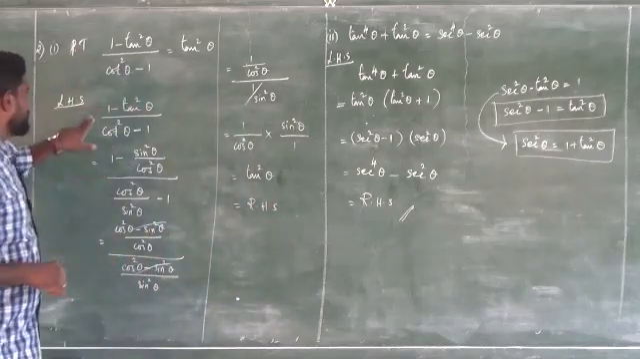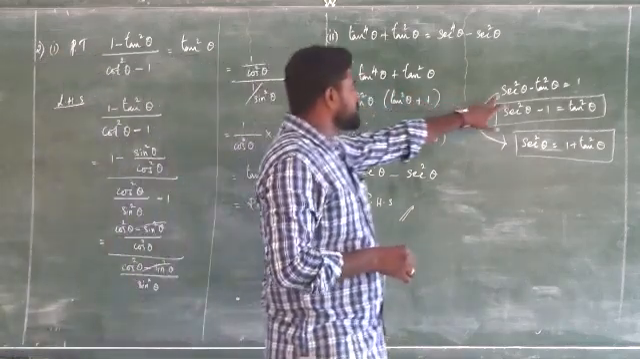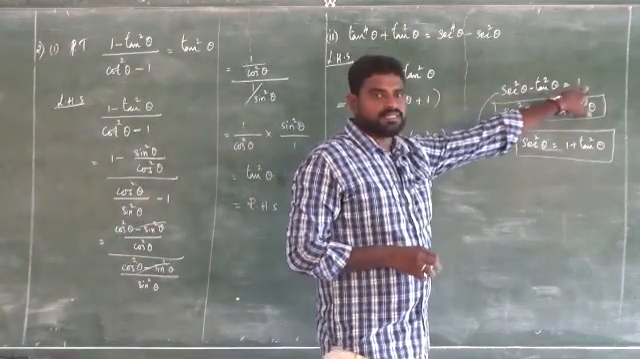See, this problem, you can even use identities also. So from the identity, secant square theta minus tan square theta is equal to 1.